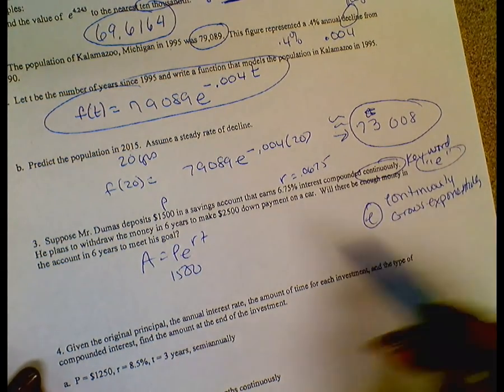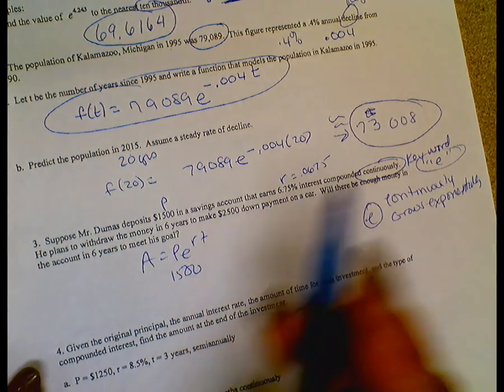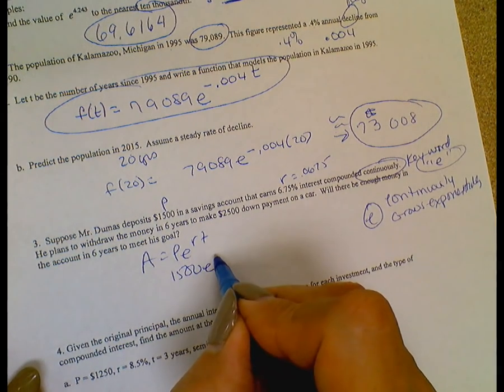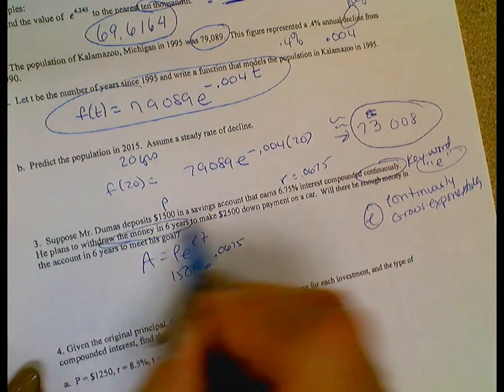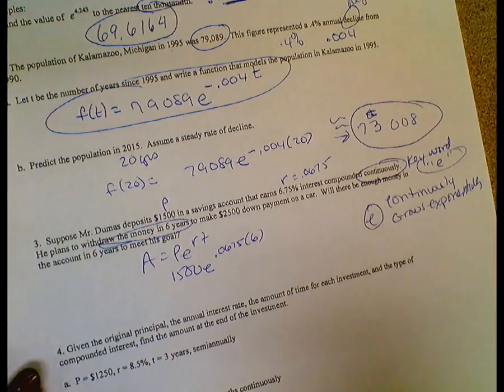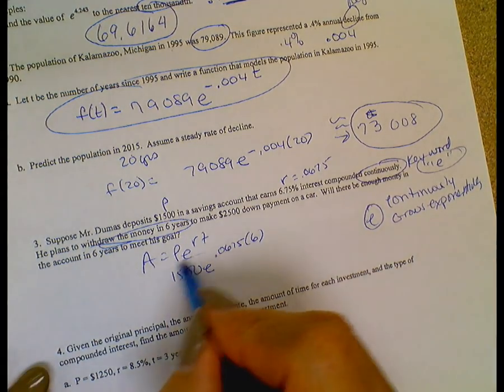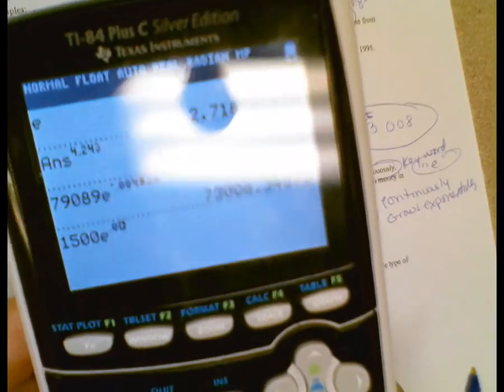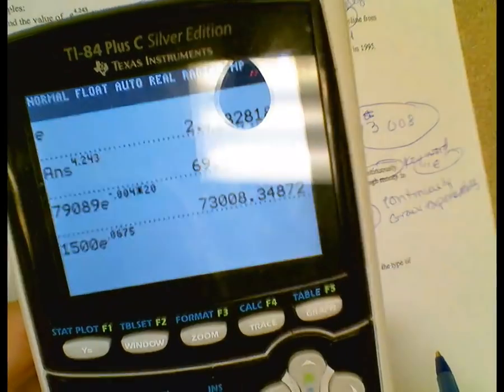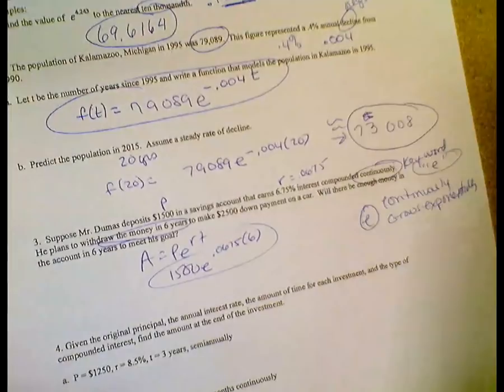Okay. He plans to withdraw the money in 6 years. Okay, so we have our E. We have our 0.0675. And he's going to withdraw the money in 6 years to make a $2,500 down payment on a car. Will there be enough in the account in 6 years to meet his goal of $2,500? He's hoping that this is $2,500. So let's look. If he pulls out the money in 6 years, will he have enough to pay his deposit? Times 6, right? 6 years.